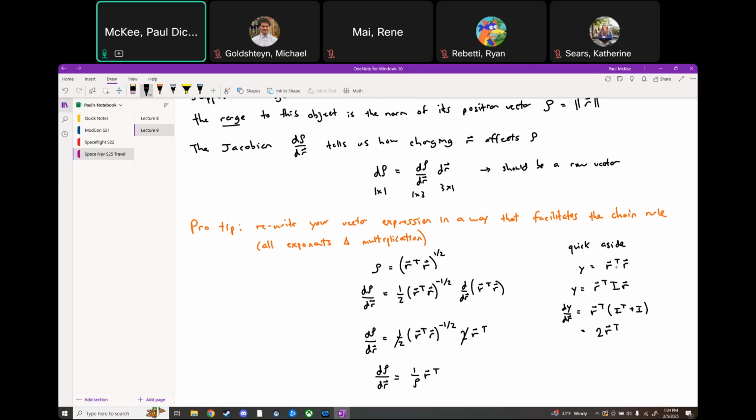Sorry, I keep saying row. There's this rho and then there's this row. I realize I'm throwing both of those around. This is a row vector, right? Because it's a 1 by 3.